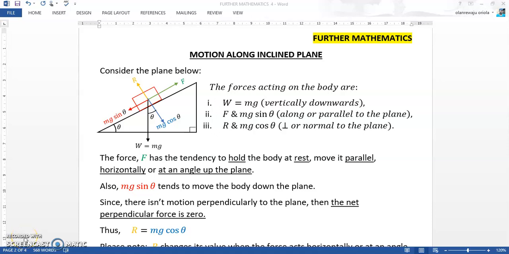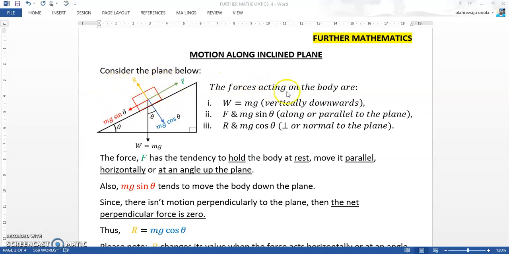Hello again. We have already taken an introductory section to the subtopic motion along an inclined plane. A number of forces, much more than what we have displayed on this diagram, can actually act on the block, and this depends on the information supplied in the question. Now let's consider the plane below.